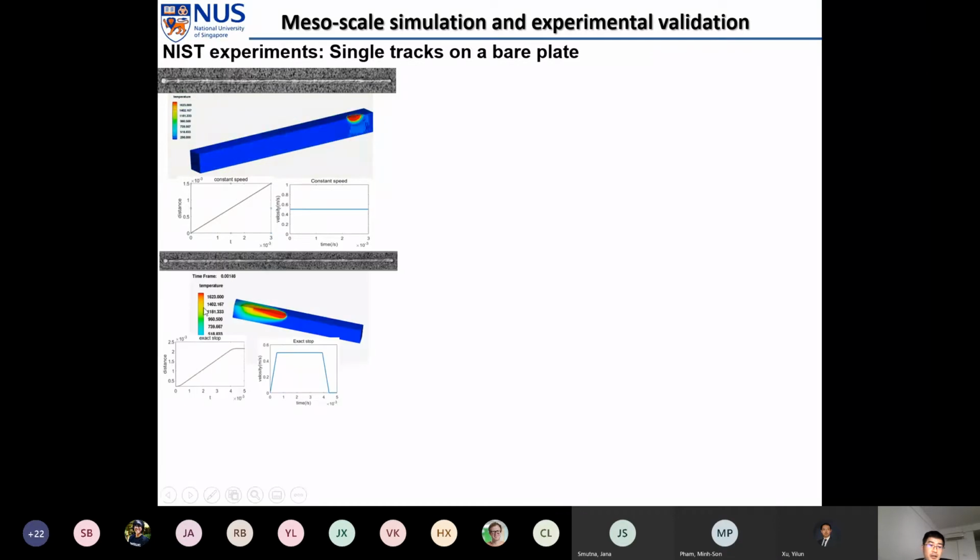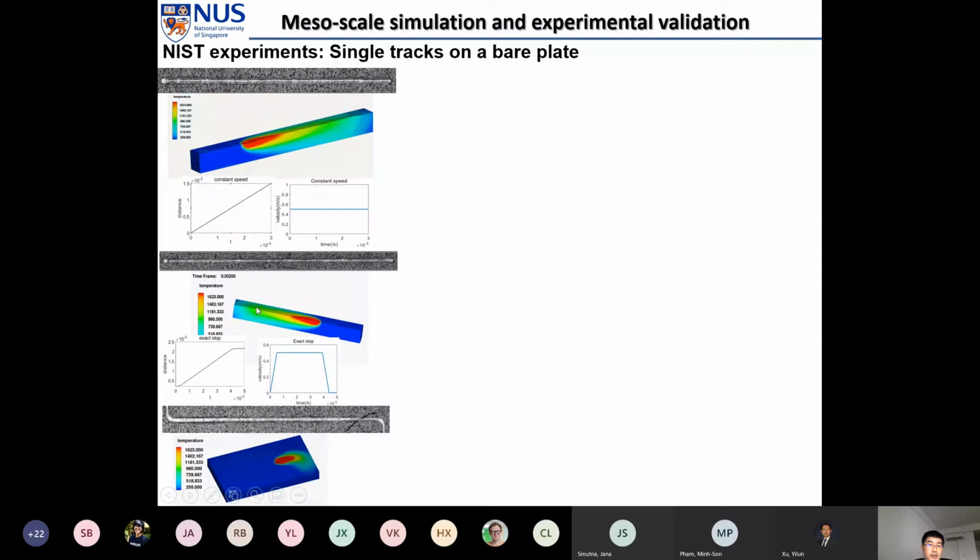Another control strategy is they turn on the motor and the laser power at the same time. So there will be acceleration and deceleration stages at the beginning and the end of the track. And the third strategy to scan a track is the turnaround.